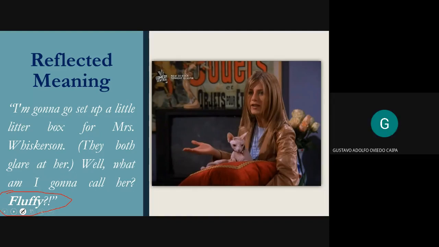For example, yes. Reflecting meaning, it's also a word that has two different meanings. For example, if I say orange, orange is a color, and orange can also be a fruit, something to eat. It's like reflecting meaning in this case.